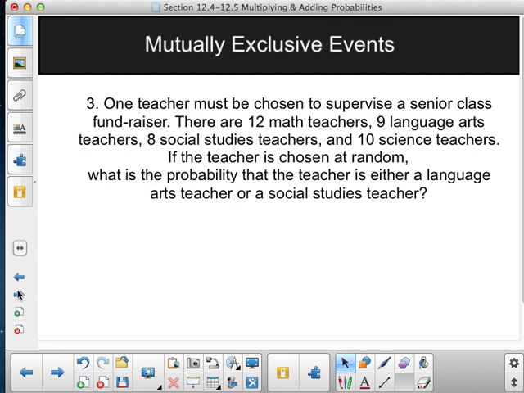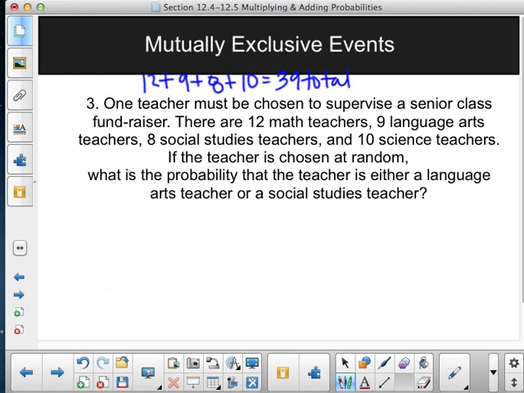Example 3. One teacher must be chosen to supervise a senior class fundraiser. There are 12 math teachers, 9 language arts teachers, 8 social studies teachers, and 10 science teachers. So let's first figure out how many teachers total there are. 12 math, 9 language arts, 8 social studies, and 10 science. So that means there's 39 total.